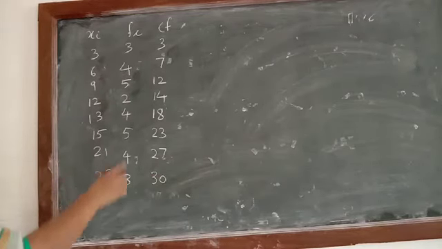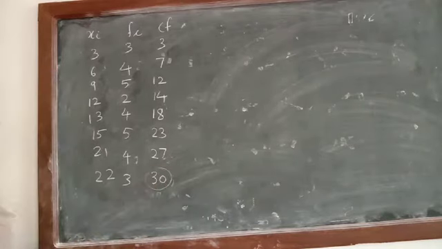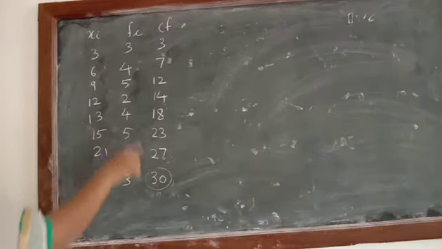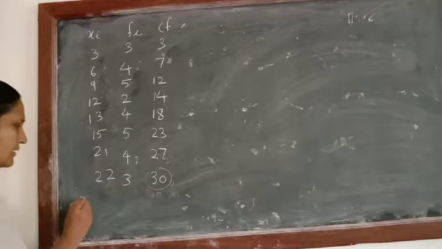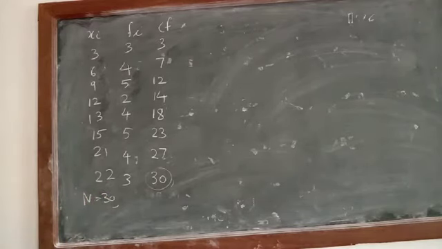While adding the frequencies, the last one comes to 30. That is the sum of all the frequencies, which we denote by n. So here n is equal to 30.